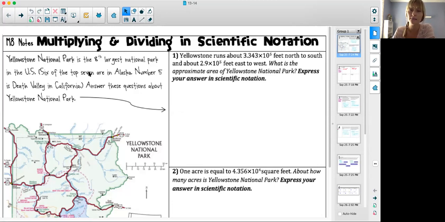And in case you didn't know this, just out of curiosity, the 7 before that, 6 of those are in Alaska. So lots of big national parks in Alaska. And number 5 on the list is in California, it's Death Valley. So after those in Alaska, Death Valley, number 8, the 8th largest national park in the US is Yellowstone.